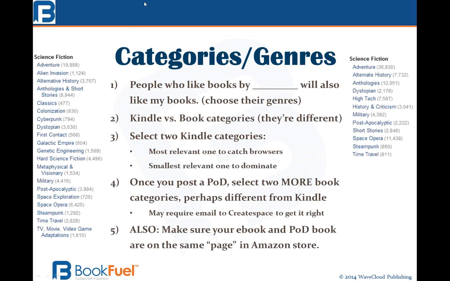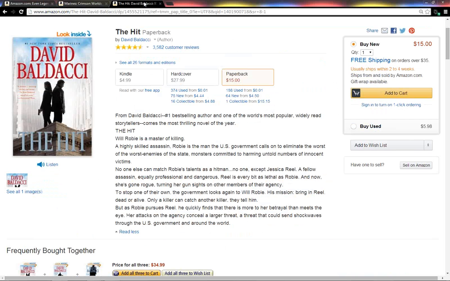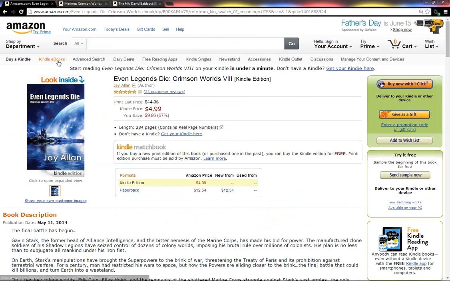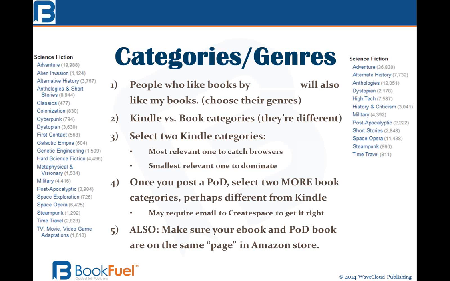Okay, let's talk about categories, also known as genres, also known as subject areas, also known as Amazon browse path, right? So if I'm in Amazon and I want to start drilling around for a book, actually, let's look at the slide instead. I might drill down to science fiction, and then I might click on First Contact. Or I might drill to science fiction and click on short stories or space opera or time travel. Now, there's a couple very important things to know.